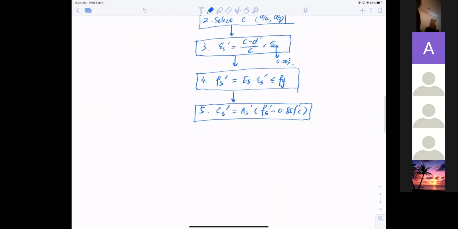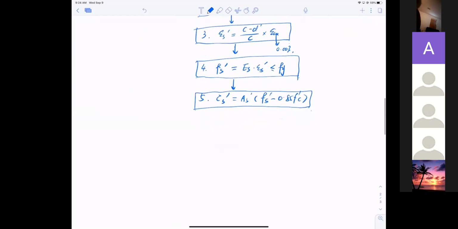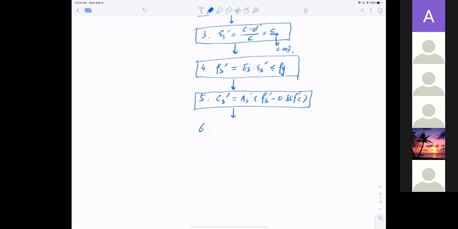So now I compute my compressive forces, and I can proceed to compute my compressive force from the concrete, CC, which is 0.85 F prime C, times B, that's the width, and B1 C. Okay, that's step number 6. Once I have the compression force from the bar and the compression force from the concrete, I can also find out the tension force on the bottom bar, which is AS FY.